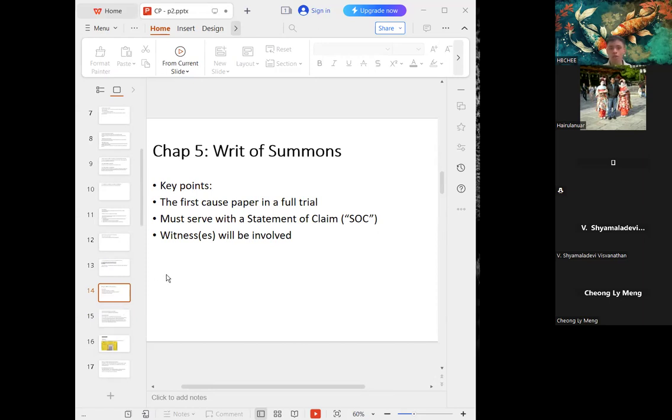So I will start the chapter on writ of summons. The writ of summons is the cause paper to start a full trial, and it must be served with a statement of claim, and witnesses will be involved.